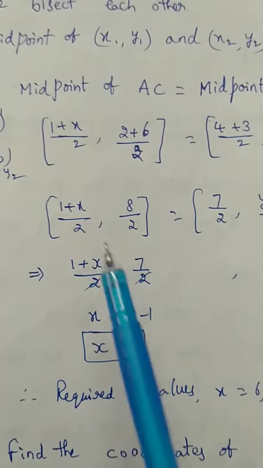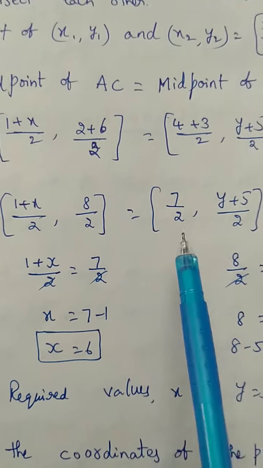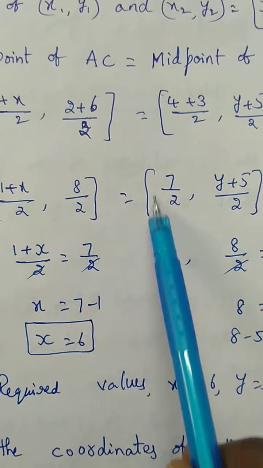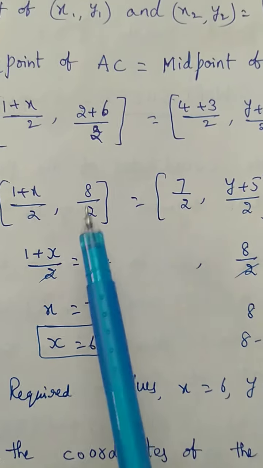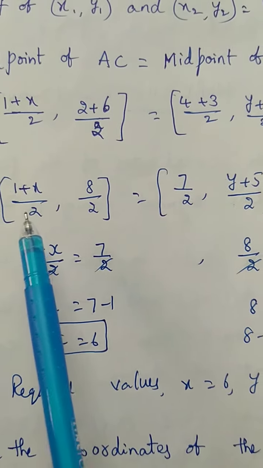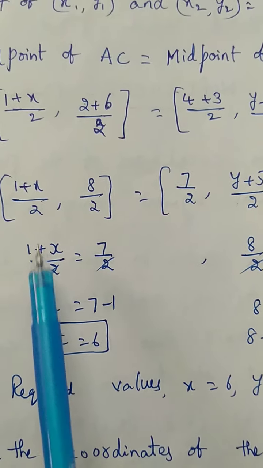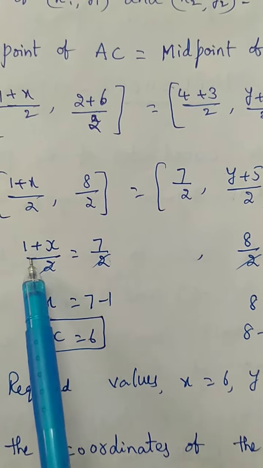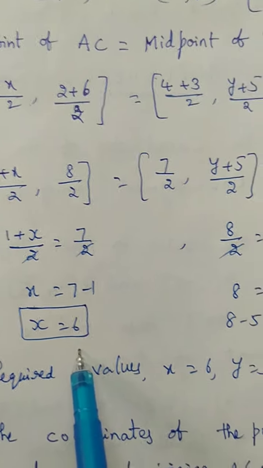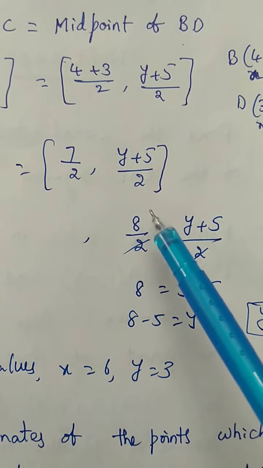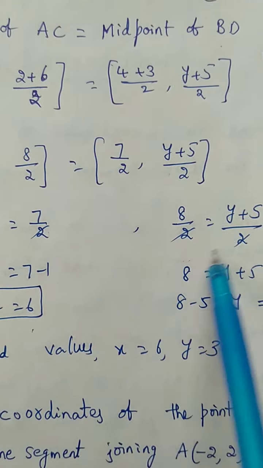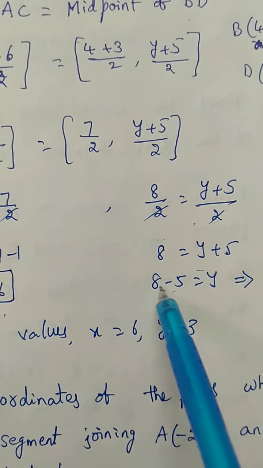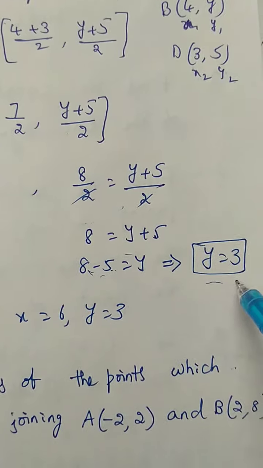By simplifying, ((1 plus x) by 2, 8 by 2) is equal to (7 by 2, (y plus 5) by 2). Both the points are equal, so automatically the x coordinates are equal and the y coordinates are also equal. Compare the x coordinates: (1 plus x) by 2 is equal to 7 by 2, the 2 cancels. x is equal to 7 minus 1, that is 6. Now the y coordinates: 8 by 2 is equal to (y plus 5) by 2, the 2 cancels, 8 is equal to y plus 5. So y is equal to 8 minus 5, then y is equal to 3.